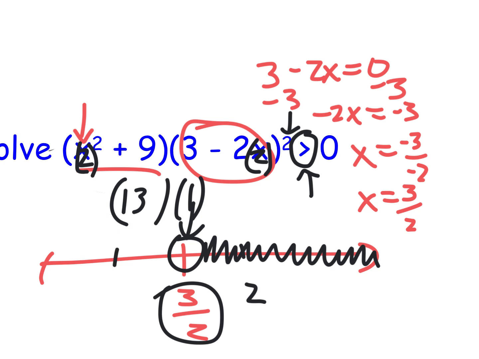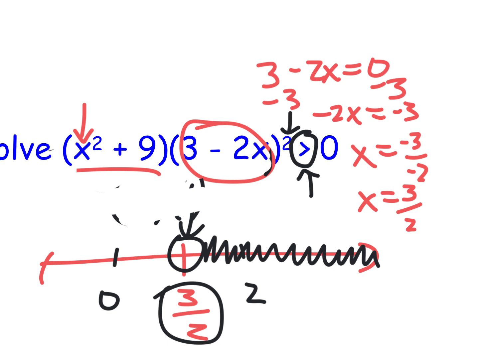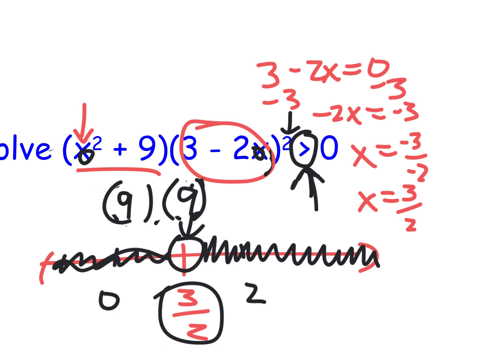And then I'd have to test something smaller, like 0. I'm going to put in a 0 here and here. And I'd get 9 times 3 squared is 9, and that's positive again. And are positives bigger than 0? Yes, they are. So I'd shade like that. There we go. And you can leave your answer as a number line. There's the process. These aren't nearly as easy as yesterday. Yesterday, so much easier. All right, let's get to the worksheet.